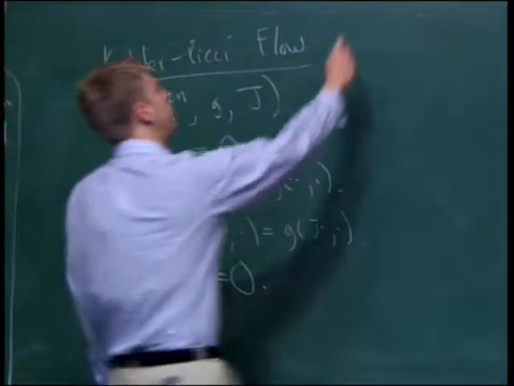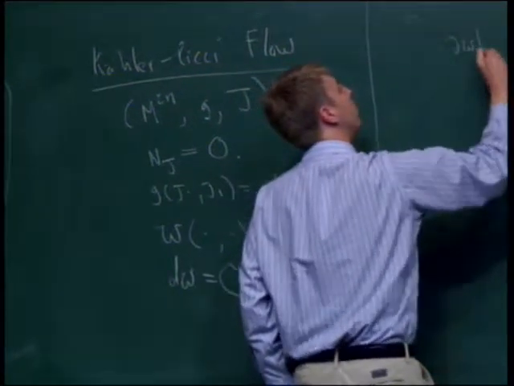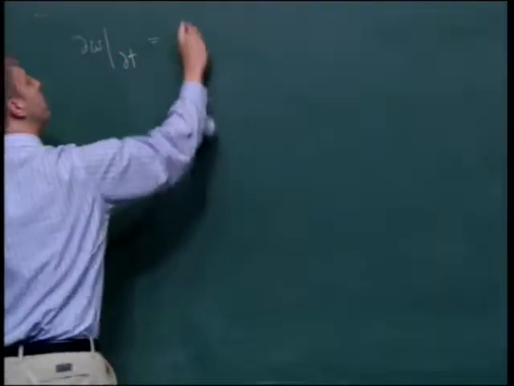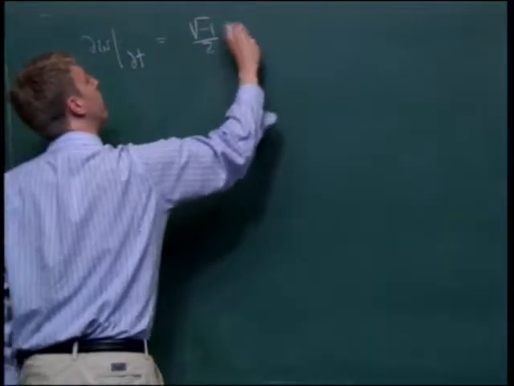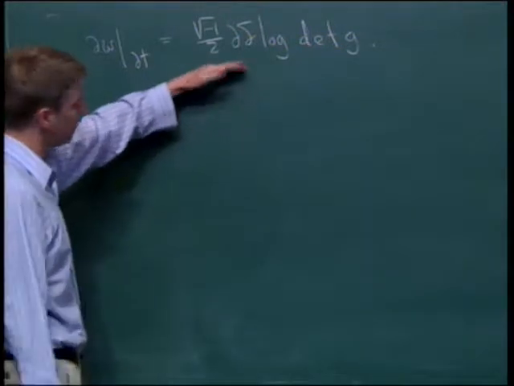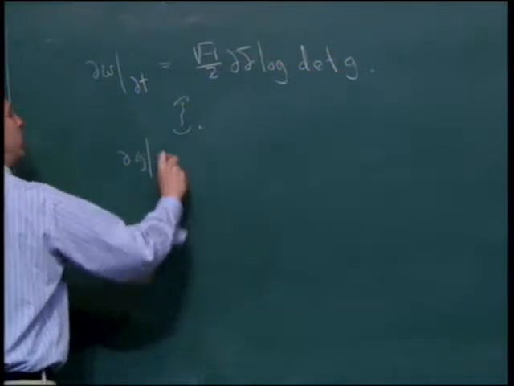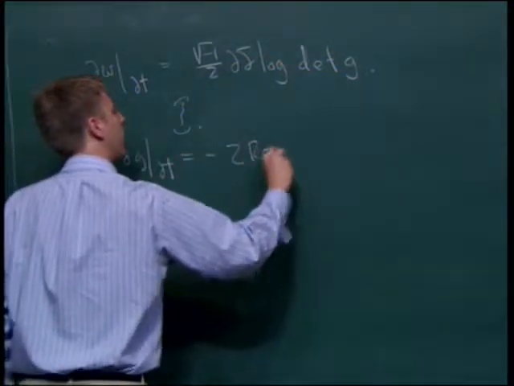So in this situation, one has the flow, which you can write in terms of the Kähler form as follows. d omega dt is root minus 1 over 2 dd bar log determinant g, where really this is just the typical shorthand for the representative of the first Chern class with respect to this complex manifold. And of course this is completely equivalent. This is exactly the same as the usual Ricci flow, minus 2 Ricci.